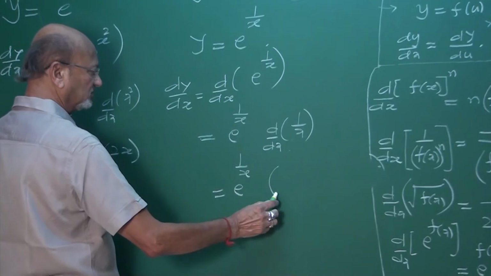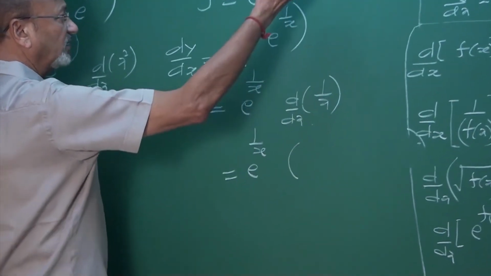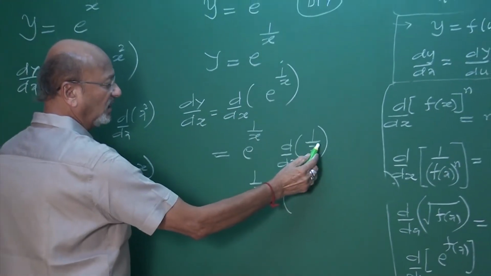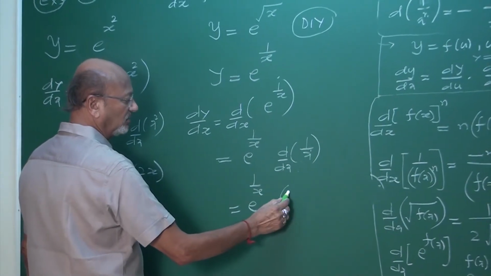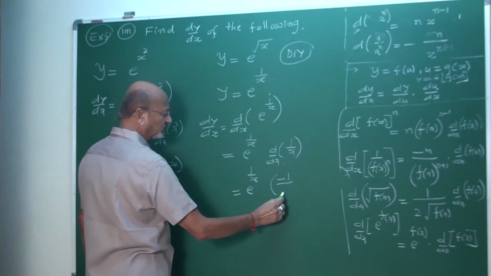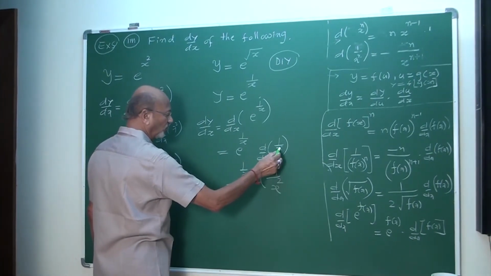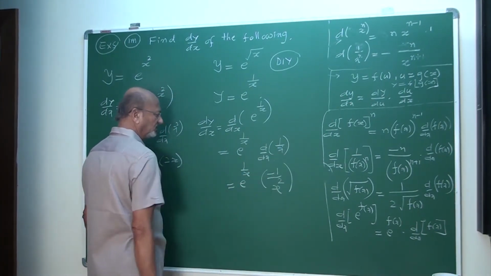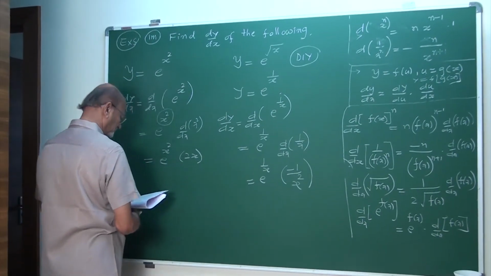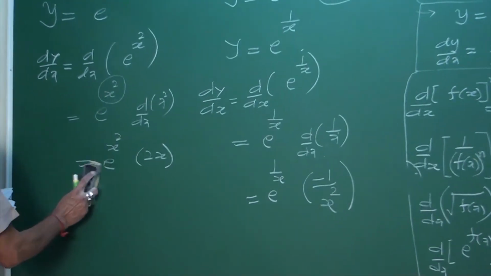Tell, my friend. 1 upon x to the power n, minus n. What is the power of x? 1. Minus 1 down is x to the power n plus 1. 1 more, 1 plus 1. Yes, my friend. This is the derivative.